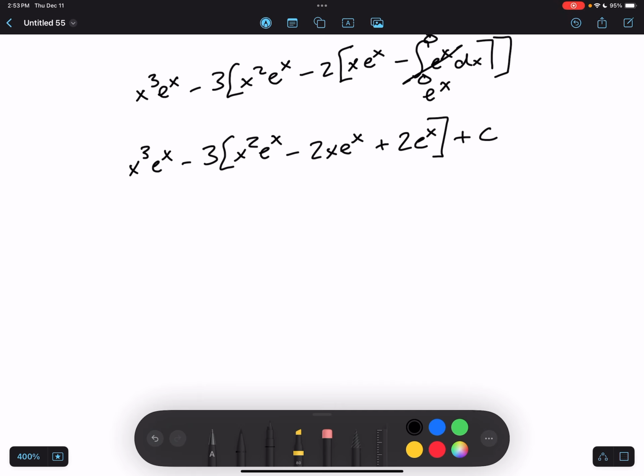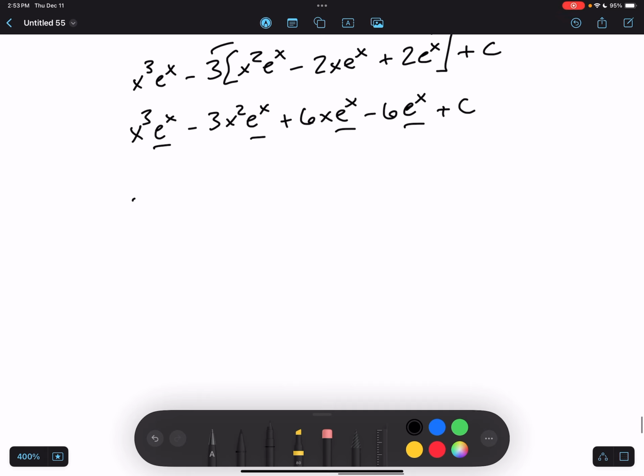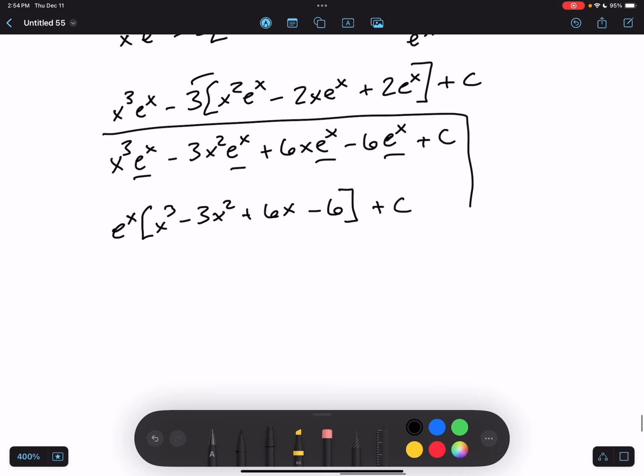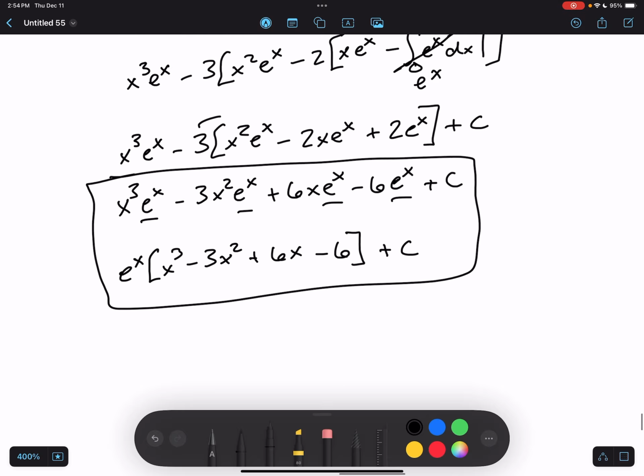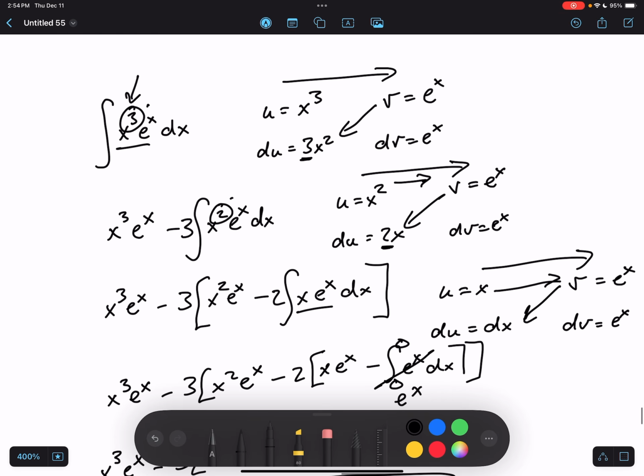We'll close that bracket there and distribute the 3 across. So our final answer is x³ e to the x minus 3x² e to the x plus 6x e to the x minus 6e to the x plus c. And if we wanted to, we could extract these e to the x's, and that would look like this. It would be e to the x times x³ minus 3x² plus 6x minus 6, plus c. Whichever way you'd like to write it, whether it's the top version or the bottom version, both are equal and both are just as accurate as a solution for our original integral, x³ e to the x.